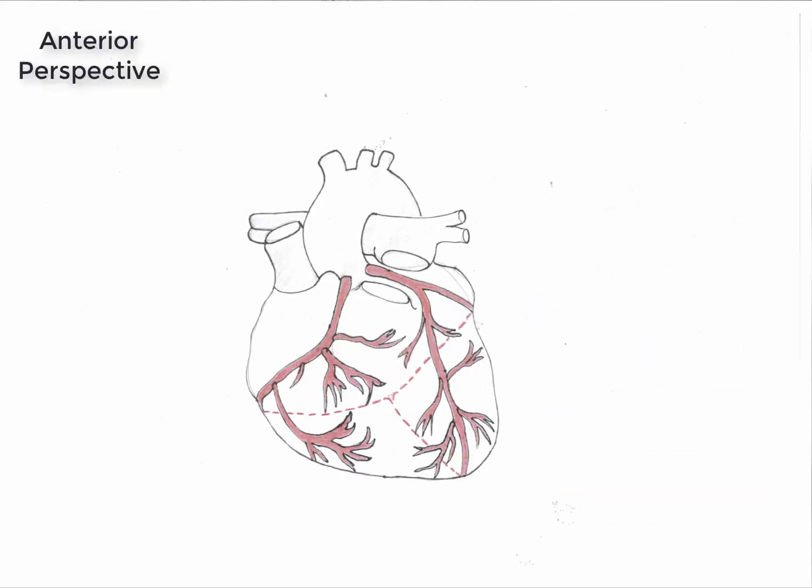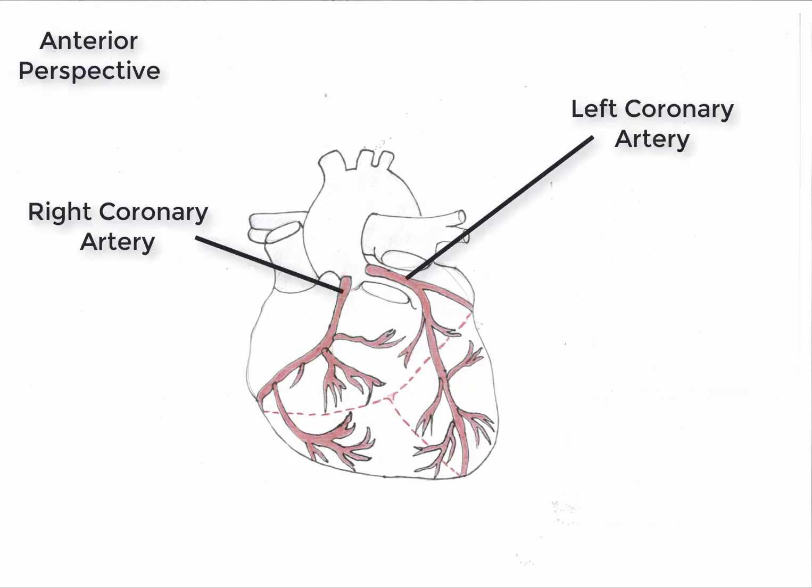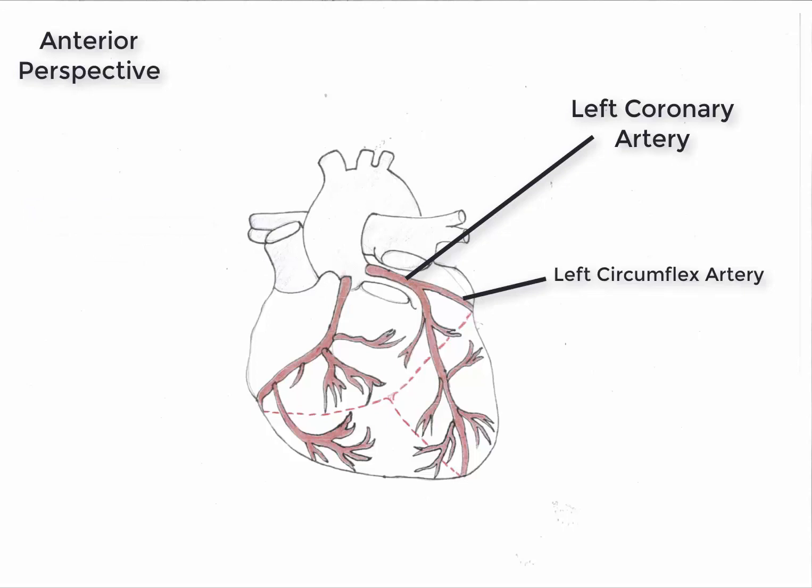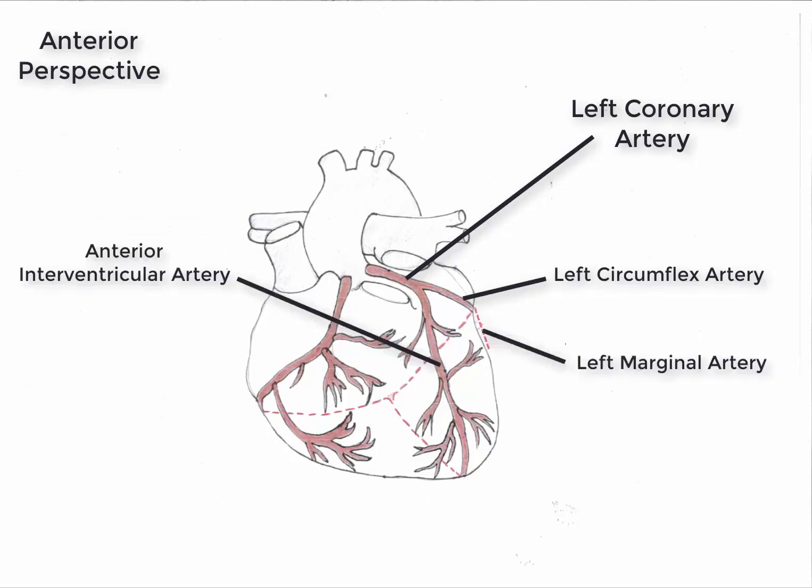There are 2 main coronary arteries which branch to supply the entire heart. They are named the left and the right coronary arteries and arise from the left and right aortic sinuses within the aorta. The left coronary artery splits into the left circumflex artery, left marginal artery, and the anterior interventricular artery.